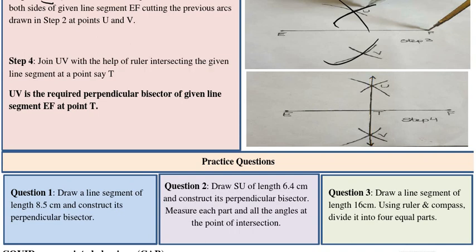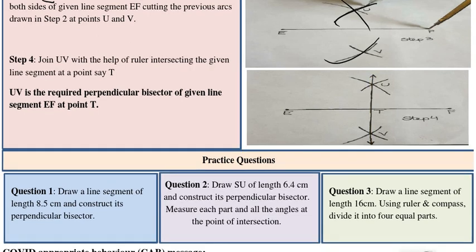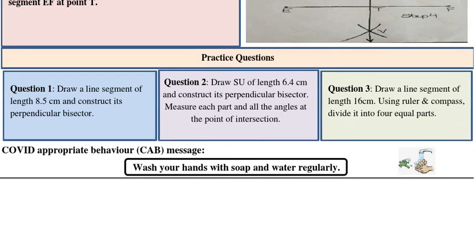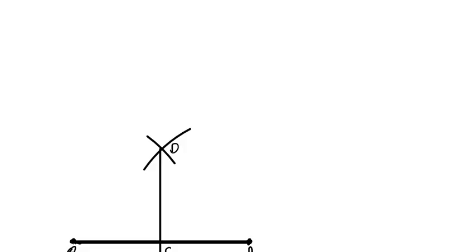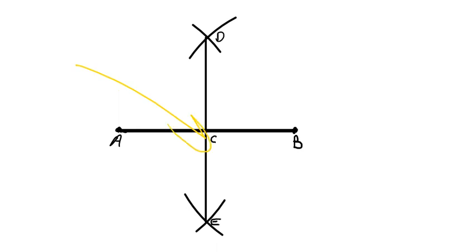So now you can see there are some practice questions given for us. First is: draw a line segment of length 8.5 centimeters and construct its perpendicular bisector. So first I have drawn this line segment here which is of 8.5 centimeters. Okay, and then I have constructed its perpendicular bisector by how?